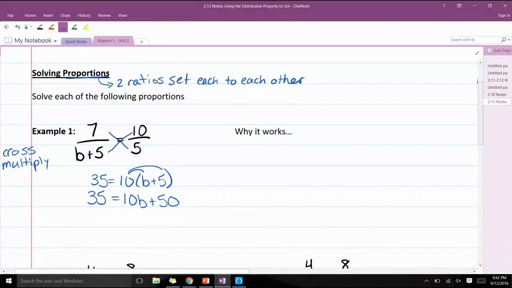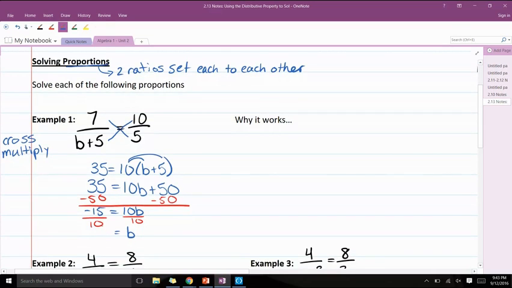Okay, then using what we talked about last class, you'd want to get the b alone. So you're going to subtract 50 from each side. And then you'll have negative 15 equals 10b. You still want to get that 10b alone, so you're going to undo your multiplying by dividing. And then also, as we've talked about, if you can reduce a fraction, you should. So negative 15 tenths, what can you divide each of those by? 5 is correct. Okay, good. So we would have negative 3 halves as our answer.